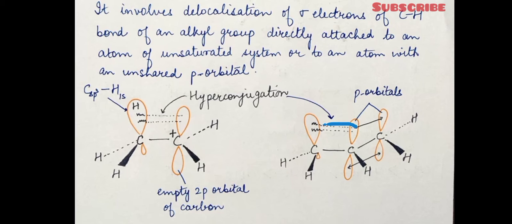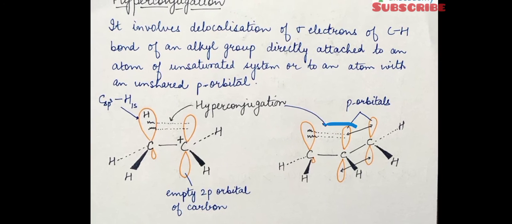So now let's read the definition again. It says that hyperconjugation involves delocalization of sigma electrons of CH bond. So we have a CH bond and we have sigma electrons. So delocalization of the sigma electrons of the CH bond of the alkyl group that is directly attached to an atom of unsaturated system, so this is an unsaturated system, or is attached to an atom with an unshared p orbital. So this is an unshared p orbital. Now let's consider these two cases more closely.